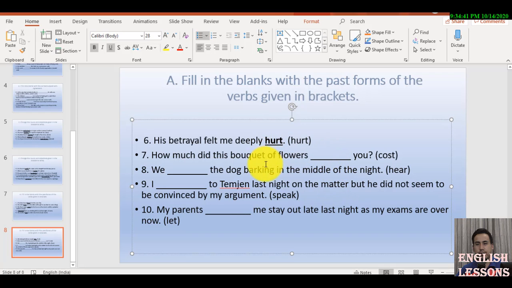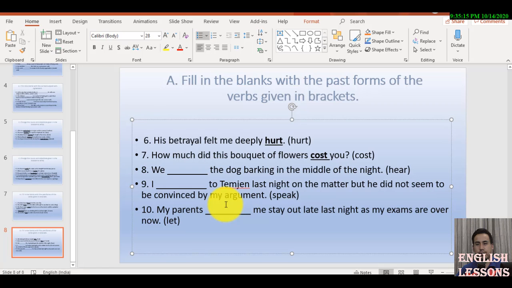How much did this bouquet of flowers cost you? The correct answer will be did. Remember, did is already past, so we cannot use past again. So very simply, the correct answer will be cost. Cost you, not costed or something like that. There's no such word as costed. It will be just cost.